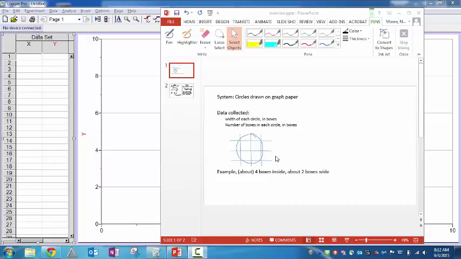Hi everyone. This is a story about the circles activity we did the other day in class. So a reminder, we have graph paper and we've drawn circles on graph paper. And the task was to do this 5 times and then count the number of boxes that are inside of a circle. So you might say this is 4 boxes inside the circle, and also count the width of the circle. So you might say that this is 2 boxes wide.